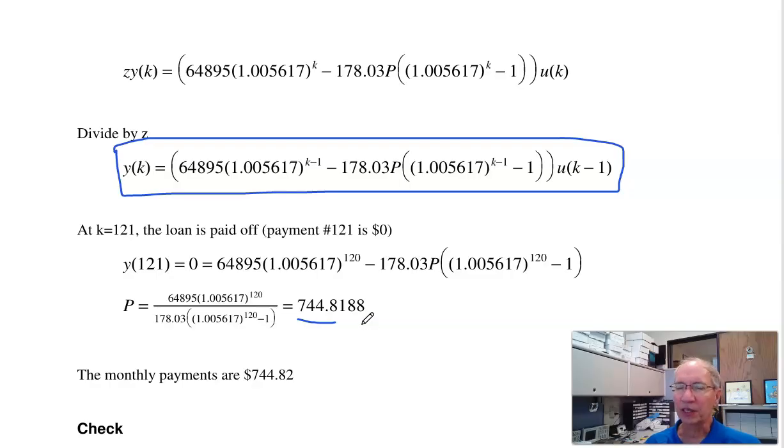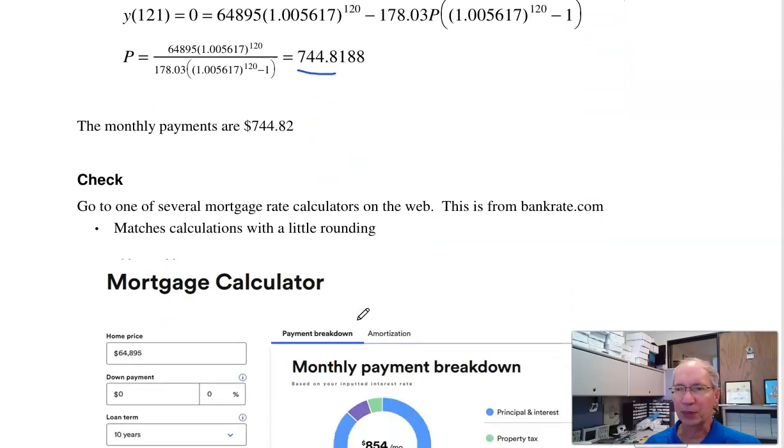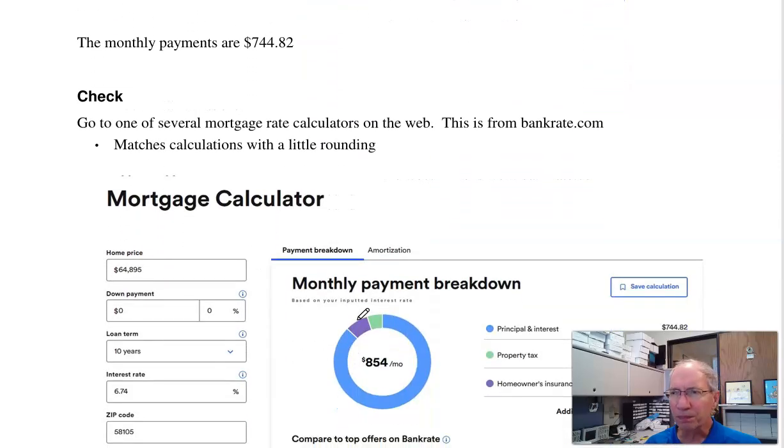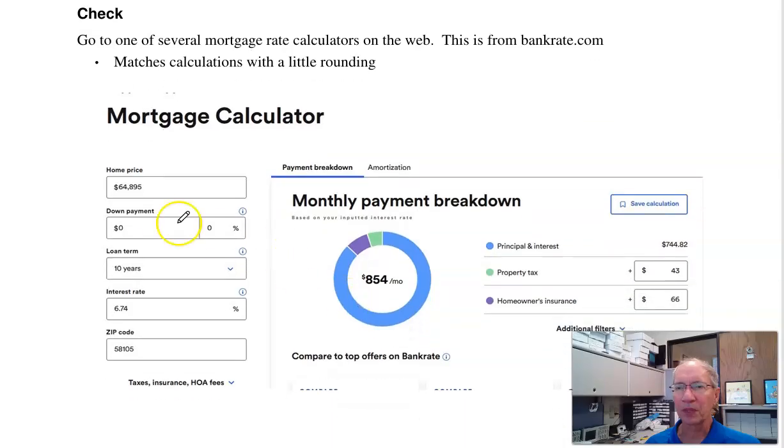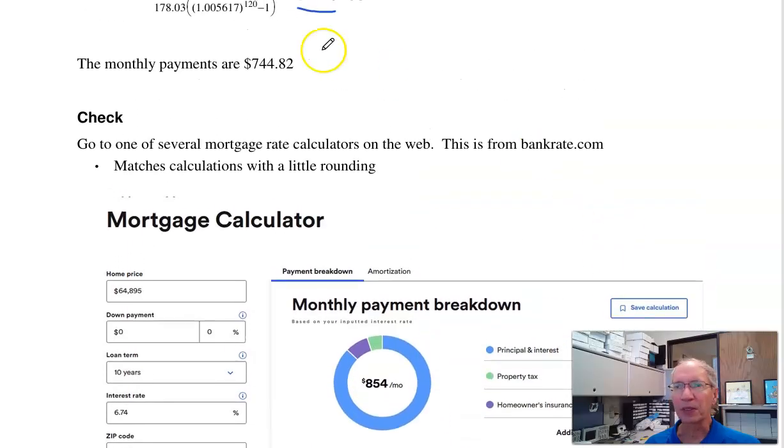As a check, there are lots of mortgage calculators online. If I go to, for example, bankrate.com, here's my mortgage calculator, plug in those numbers, and I get the same answer. $744 a month.